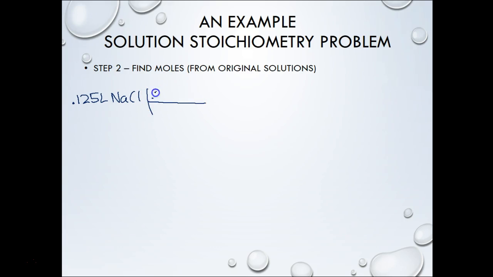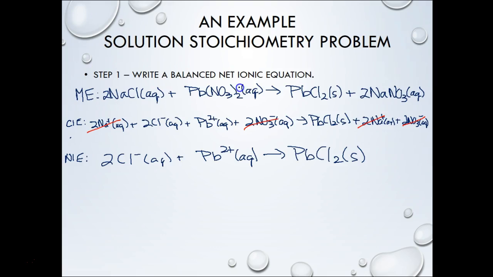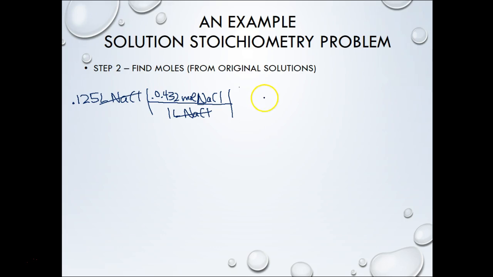So I have 0.432 moles of NaCl over 1 liter of NaCl. So the liters of NaCl are now gone. I do my little calculation and I end up, oops, went back, didn't mean to. Okay, I end up with an answer of 0.0540 moles of NaCl.